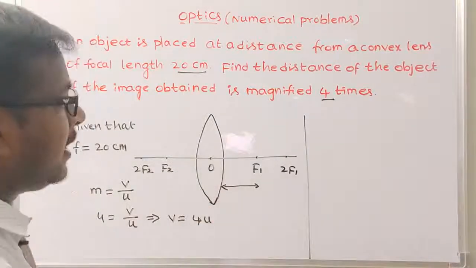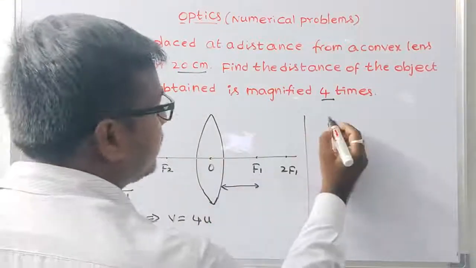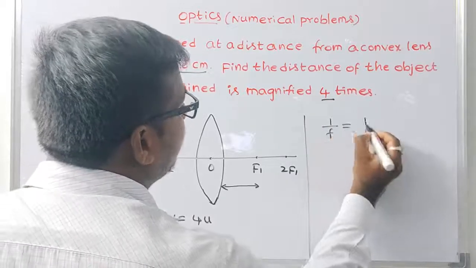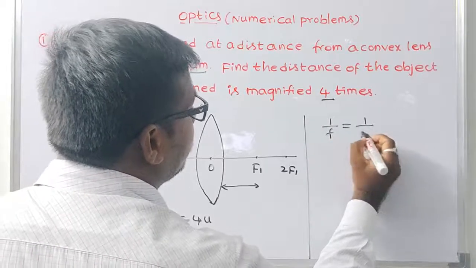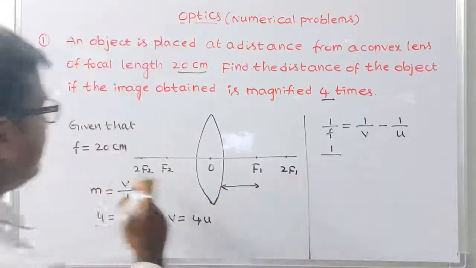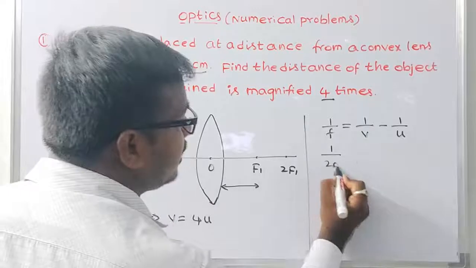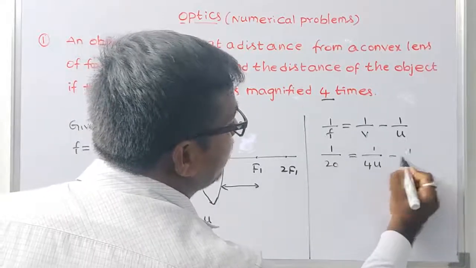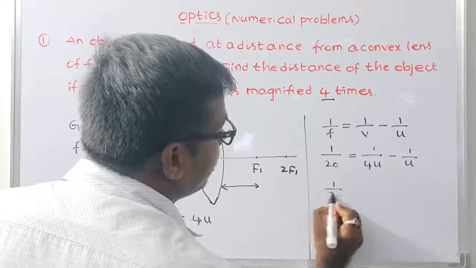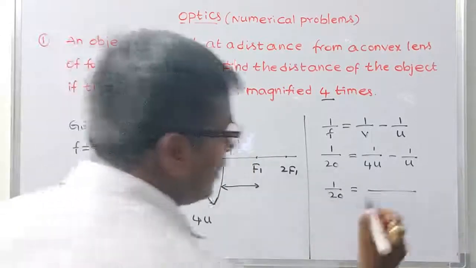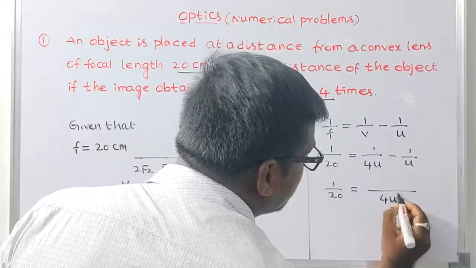Okay, the lens formula is applicable in this problem. According to the lens formula, 1 by f is equal to 1 by v minus 1 by u. Okay, 1 by f is equal to 1 by 20 centimeter, so 1 by 20 is equal to 1 by 4u minus 1 by u.